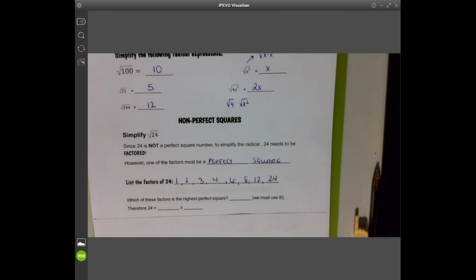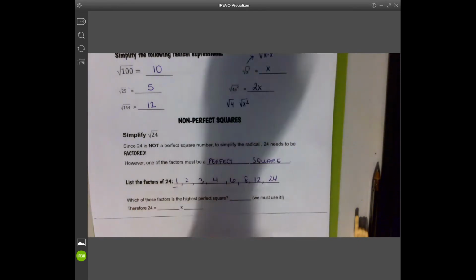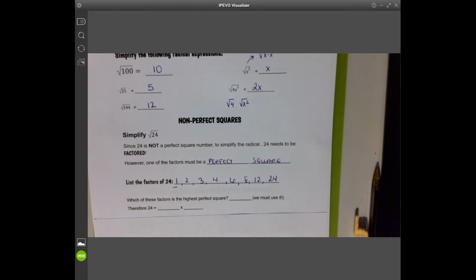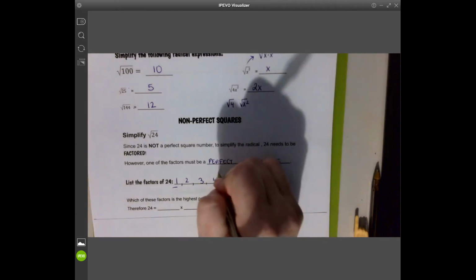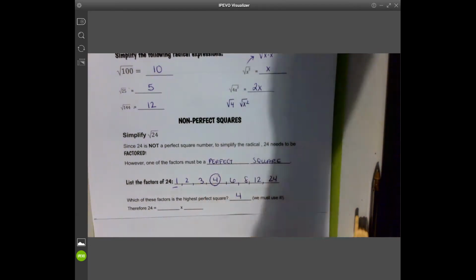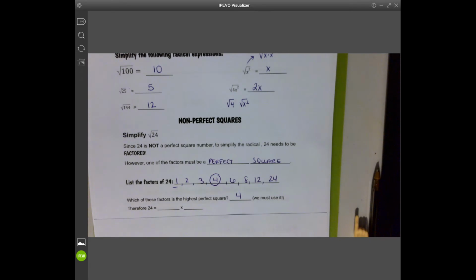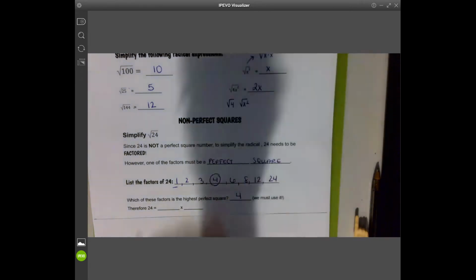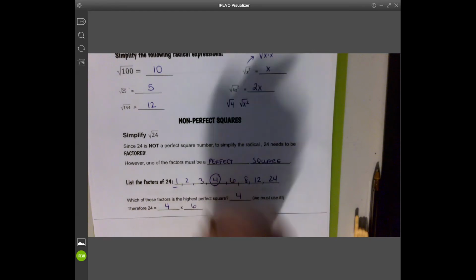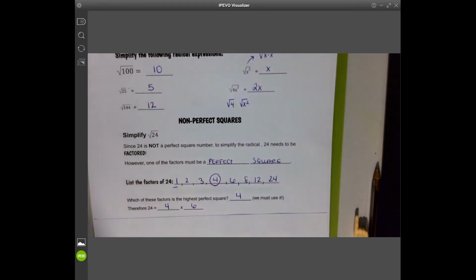Which of these is the highest perfect square? So looking at our list, we have to go back and figure out which one is our perfect square. 1 is perfect, 2 is not, 3 is not, 4 is perfect, 6 isn't, 8 isn't, 12 is not, and neither is 24. So which one is the highest? 4 is our highest. So we're going to use 4. What number times 4 makes 24? So that is 4 and 6. To do this method that I'm showing you right now, you have to pick the highest perfect square.